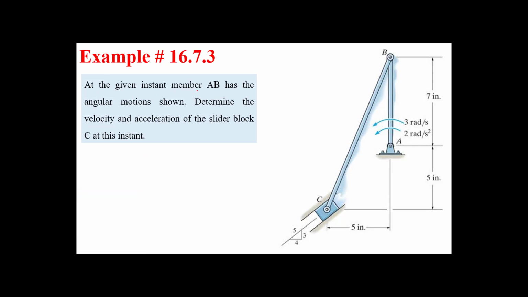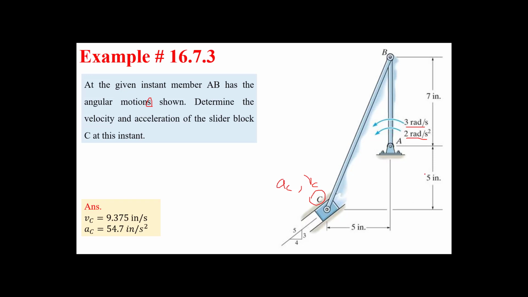So at the given instant, member AB has an angular motion. You can see from the drawing that this is the angular acceleration alpha and this is the angular velocity shown. Determine the velocity and acceleration of the slider block C at this instant. So we need to find out VC as well as AC, and I think I have the final answer.